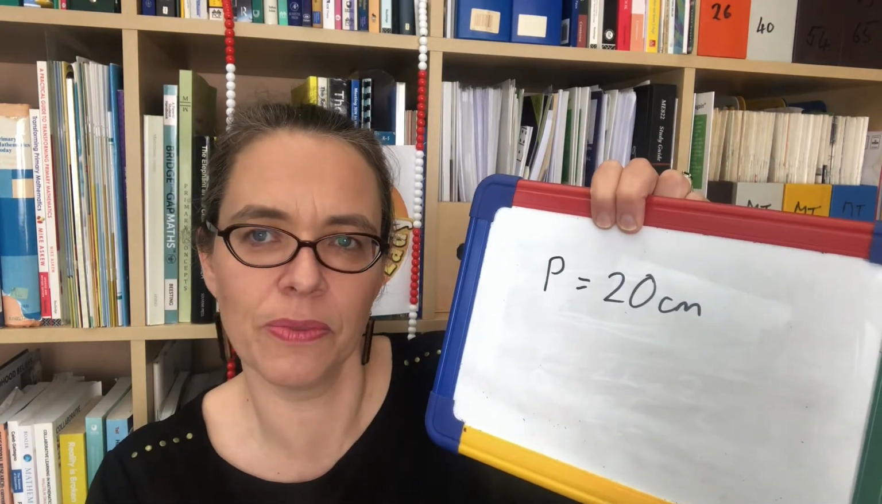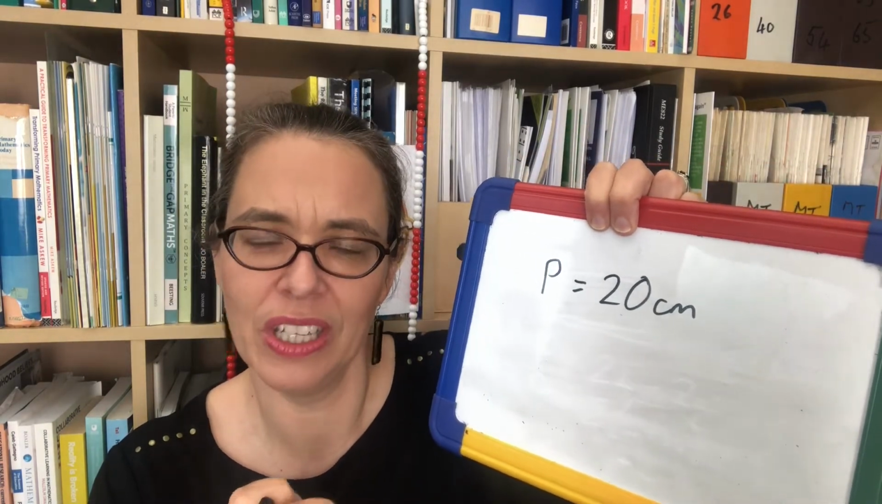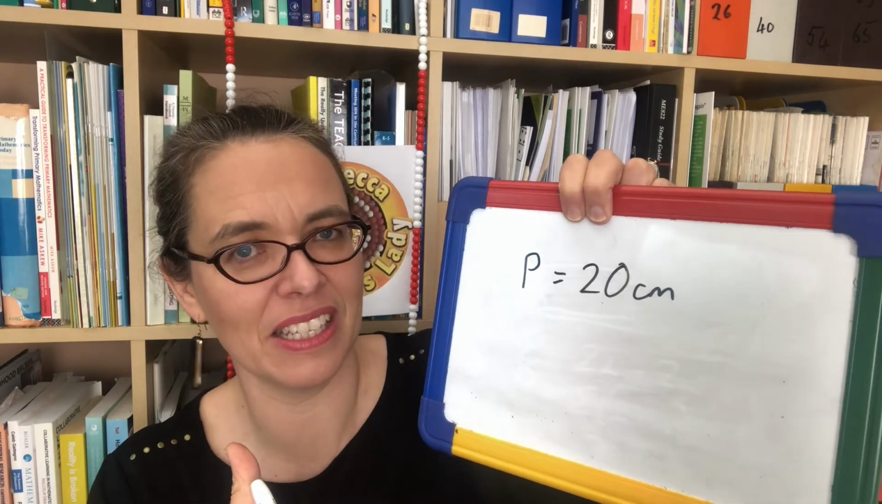That would have worked. Or the width might have been 2 and the length might have been 8 centimetres. Can they find all the answers? Do they have to be whole numbers? Can they describe what's going on?